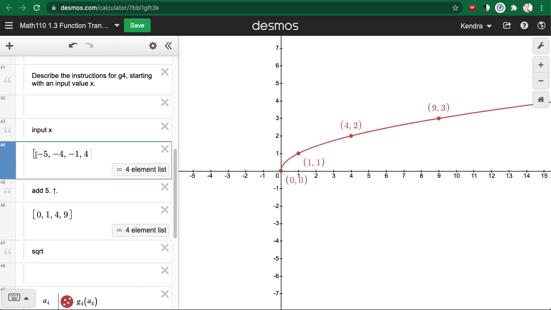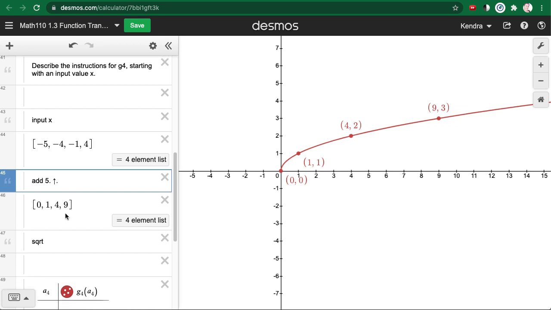So now let's double check. If I input these numbers in for x, then the first step in my function is to add 5. So I add 5 to -5 and I get 0. I add 5 to -4 and I get 1. I add 5 to -1 and I get 4. I add 5 to 4 and I get 9. Great. So with these input values, these are now my next step values.